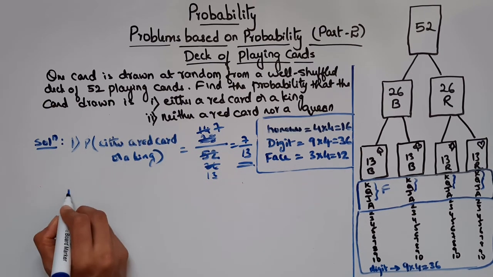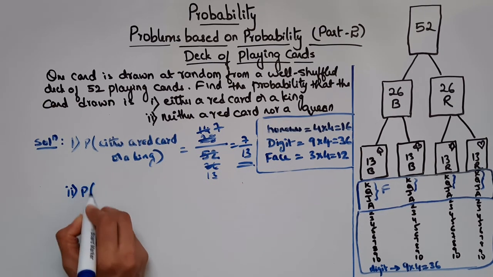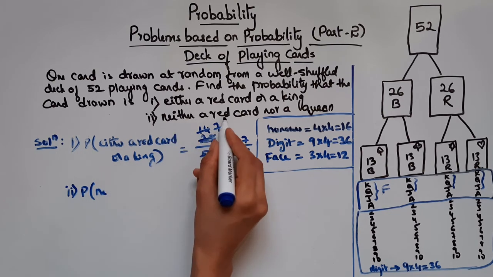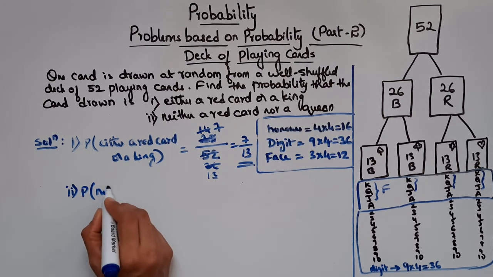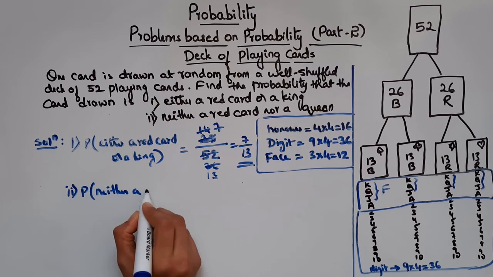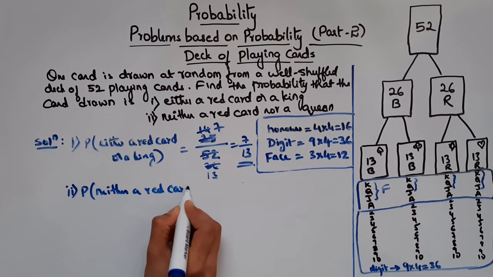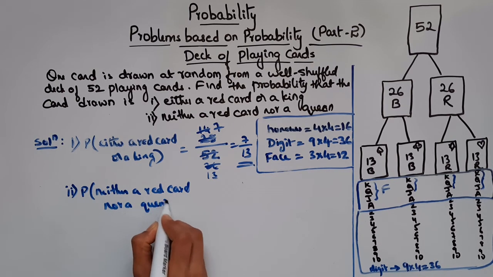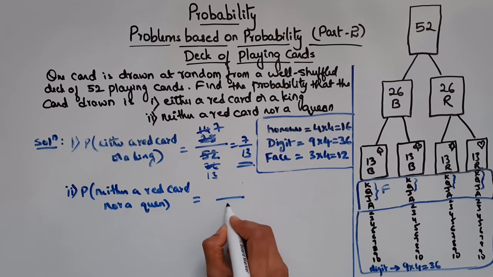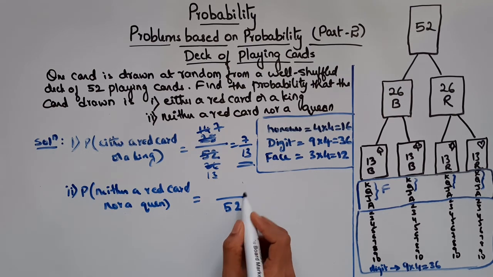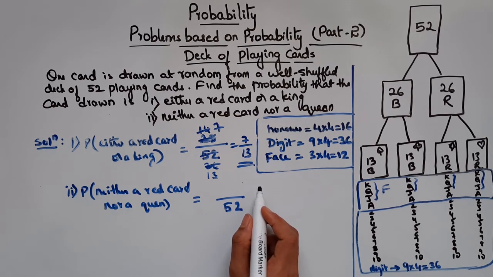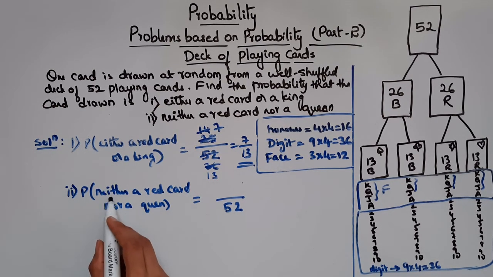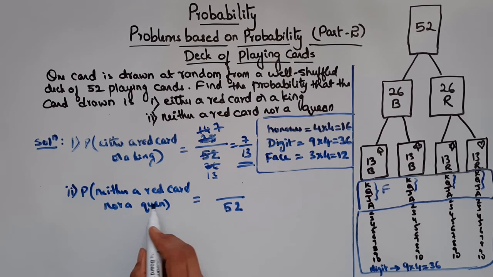Now let's move on to the second one. You have to find the probability of getting neither a red card nor a queen. So here the total possible outcome is 52. So in the numerator we have number of outcomes favorable to E. So E here is neither a red card nor a queen. So we don't want red card, and queen also we don't want.